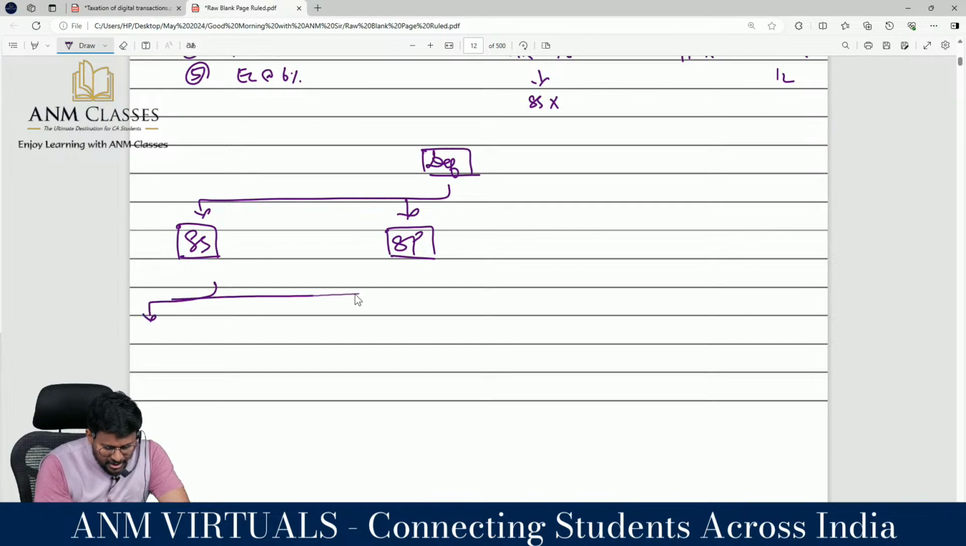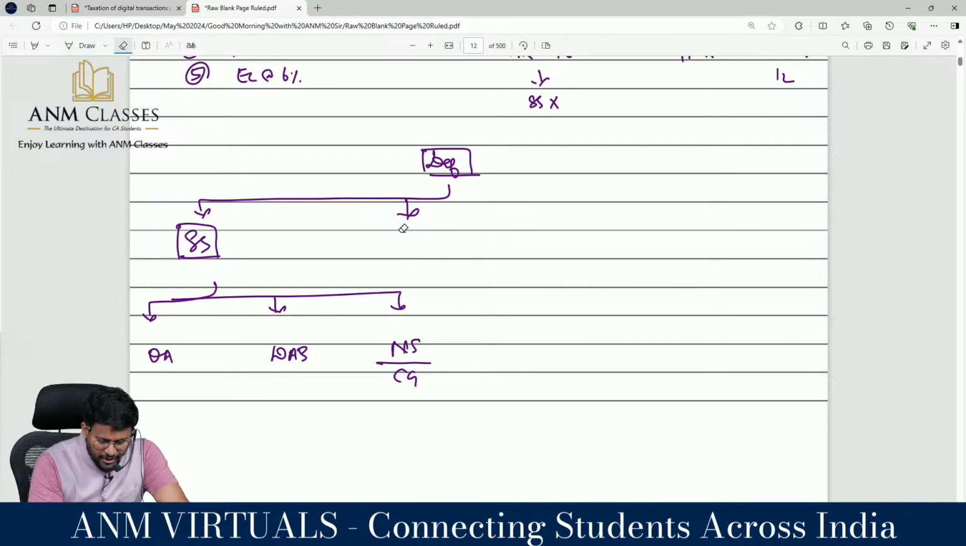Specified services again classified into 3 categories. Number 1, online advertisement, digital advertisement space, notified services by the central government, right? Next one, the second category is specified.